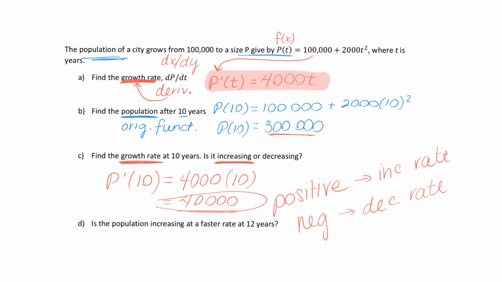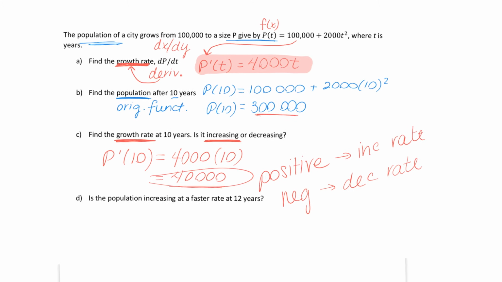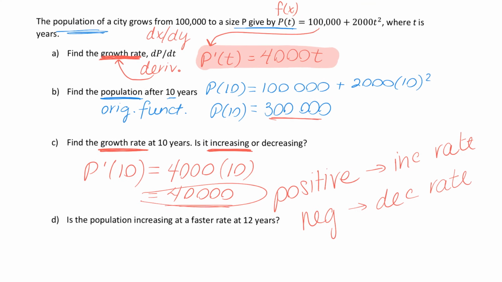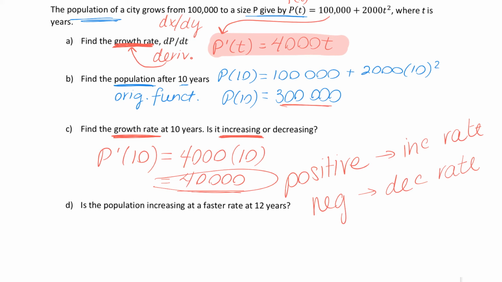Okay, is the population increasing at a faster rate after 12 years? So to figure that out, we would have to just do the same thing, but with 12. So we would find P prime of 12, 4,000 times 12, which is 48,000. So this is faster.